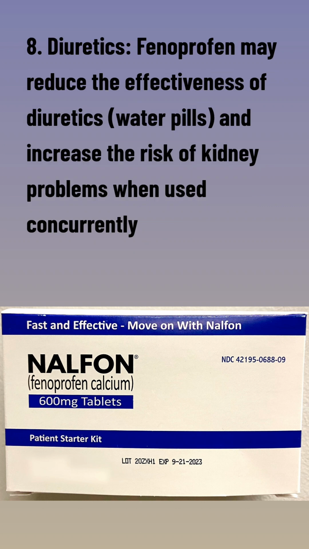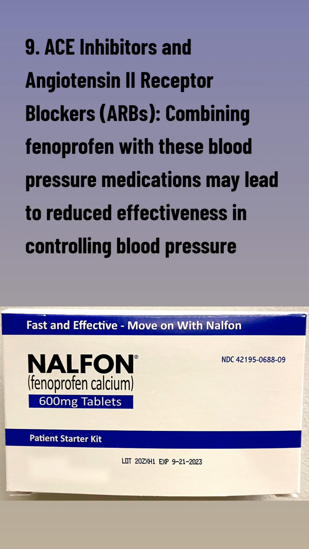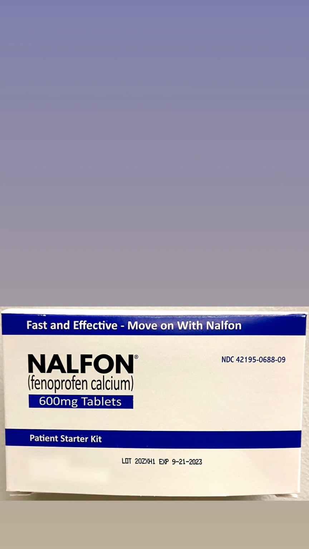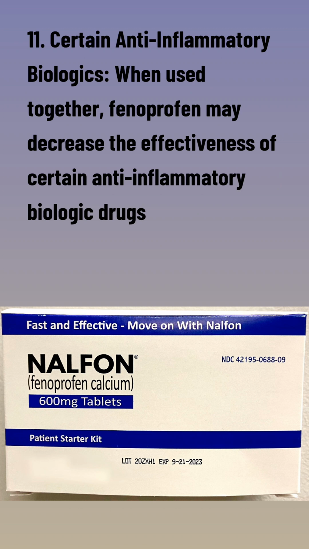8. Diuretics. Fenoprofen may reduce the effectiveness of diuretics, water pills, and increase the risk of kidney problems when used concurrently. 9. ACE inhibitors and angiotensin II receptor blockers, ARBs. Combining fenoprofen with these blood pressure medications may lead to reduced effectiveness in controlling blood pressure. 10. Certain antihypertensive medications. Fenoprofen may reduce the blood pressure-lowering effects of medications used to treat high blood pressure. 11. Certain anti-inflammatory biologics. When used together, fenoprofen may decrease the effectiveness of certain anti-inflammatory biologic drugs.